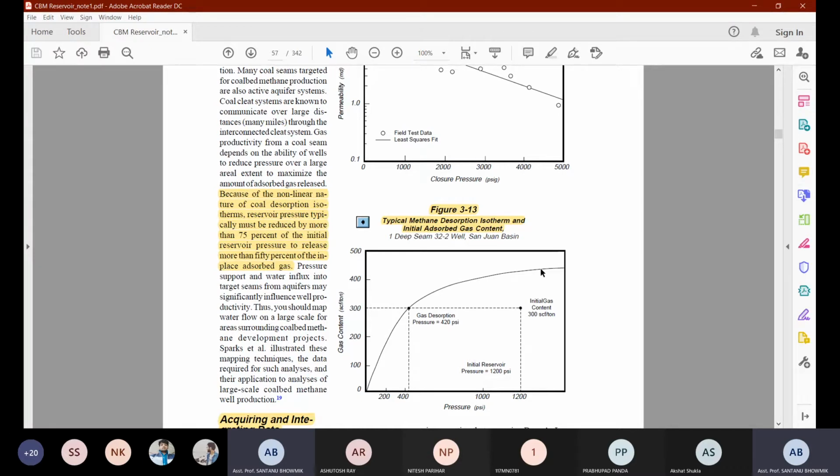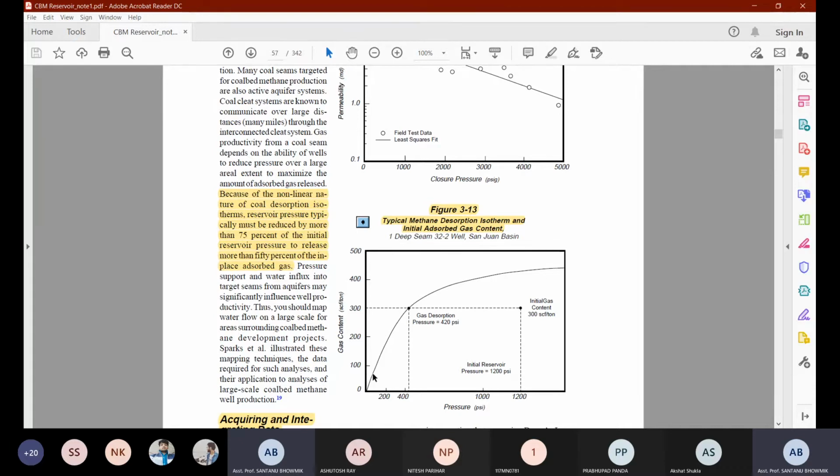This is established from the desorption canister testing in the field, by taking out the coal sample from the CBM reservoir. I will show you later that in the laboratory also, you can get this type of graph by injecting gas into the coal sample. That process we will discuss after we have discussed all those parameters. I'll show you the method and some of the articles so that you can understand. But for the time being, just understand that this is the graph we need to study.